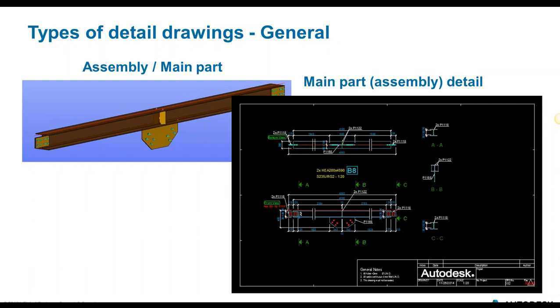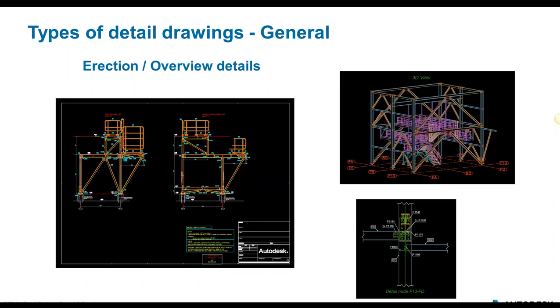Briefly, an assembly is the element that will leave the workshop. All the elements that are connected, welded together. And of course, the next one is the erection or overview detail drawings, the details that are used on site in order to build the structure.